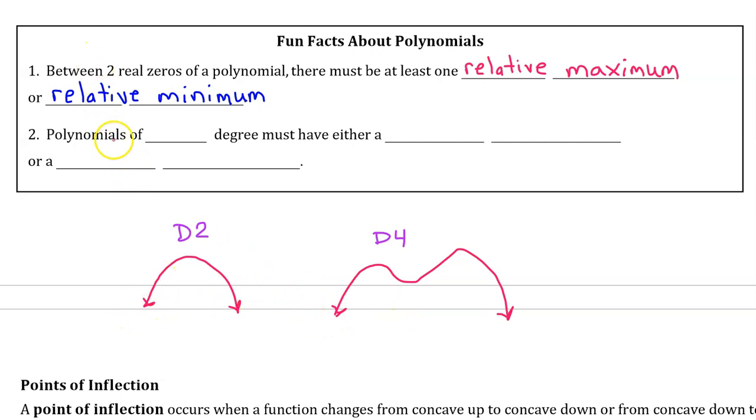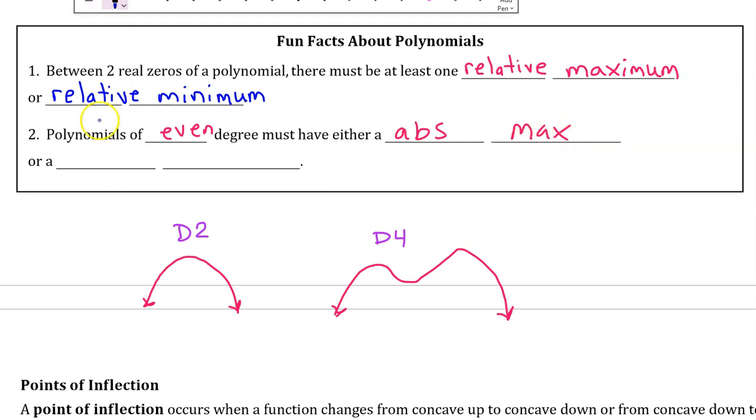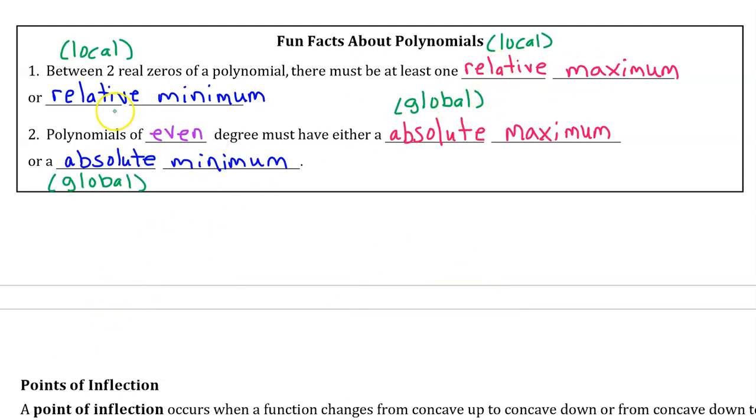Because of that, we can say that polynomials of even degree must either have an absolute max or an absolute min. Don't forget that a relative max or min can also be called a local max or min, and that an absolute max or min is sometimes called a global max or a global min.